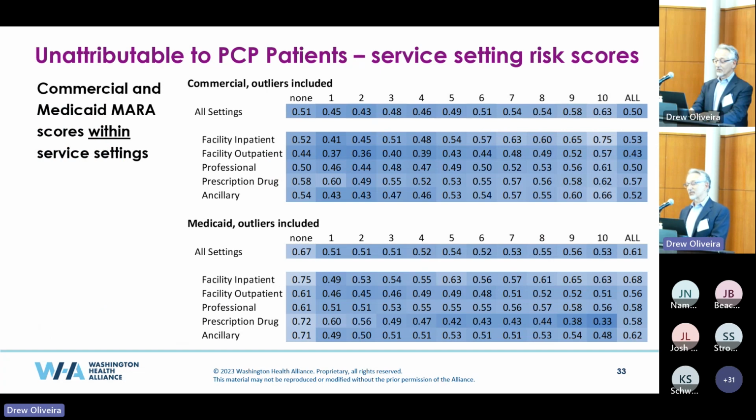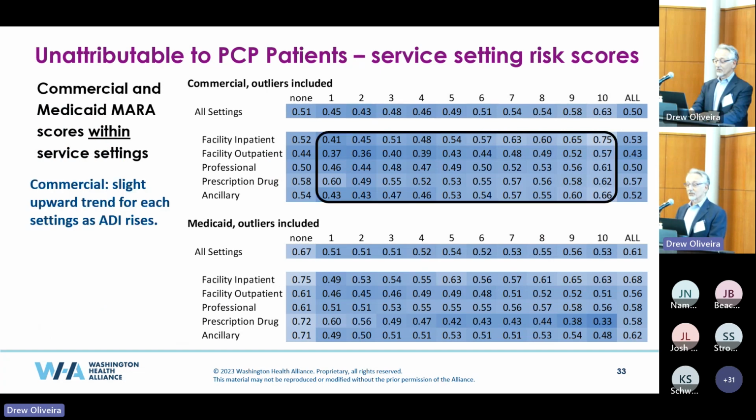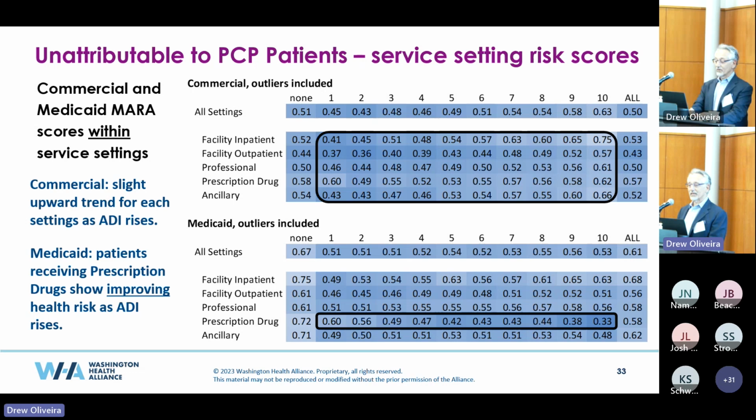And then when we also look at their risk scores, we can look across the commercial population. They tend to go up as you get to higher risk scores. On the Medicaid population, it's that prescription drug one which continues to bother me in that it goes down as you get into the higher deciles. It almost feels like it's improving rather than getting worse.